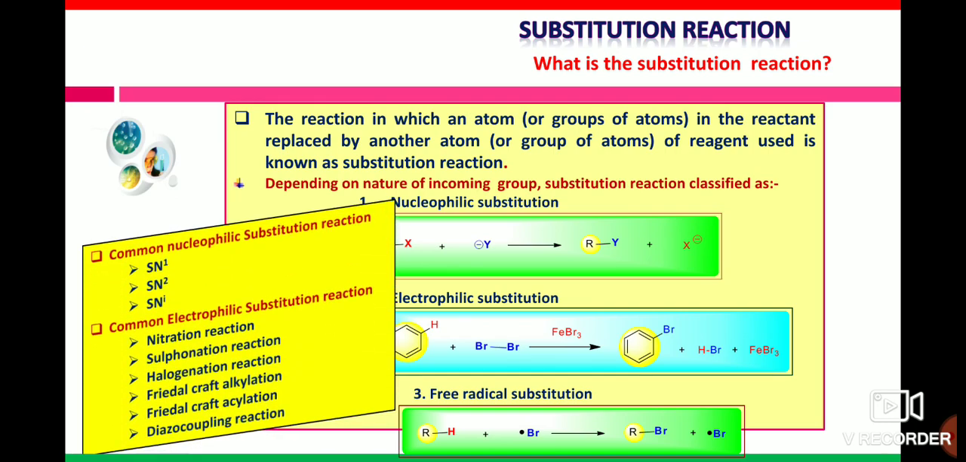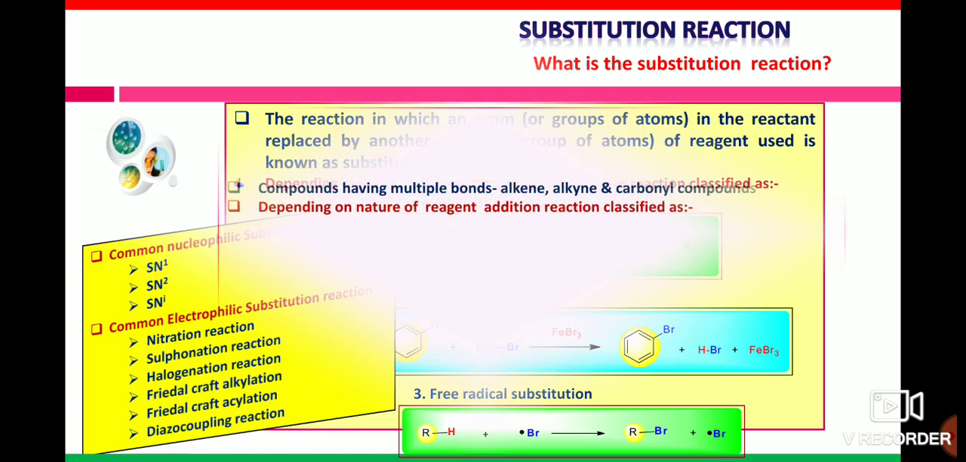Nucleophilic substitution reactions generally occur at aliphatic carbon or sp3 carbons. The common nucleophilic substitution reactions which occur at aliphatic carbons or sp3 carbons are SN1 reaction, SN2 reaction and SNi reaction. Some aromatic systems also undergo nucleophilic substitution reaction. Some common electrophilic substitution reactions which occur in aromatic systems are nitration reaction, sulfonation reaction, halogenation reaction, Friedel-Crafts alkylation, Friedel-Crafts acylation reaction and diazo coupling reaction.